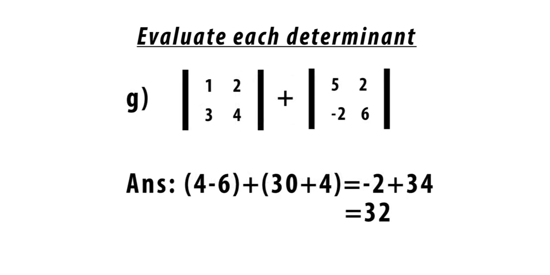G. The determinant of the matrix 1, 2, 3, 4 plus the determinant of the matrix 5, 2, -2, 6. Here we'll find the determinants separately and then we'll add. So that will give us 4 minus 6 plus 30 plus 4, which is equal to -2 plus 34. And we would have our answer as 32. Good.